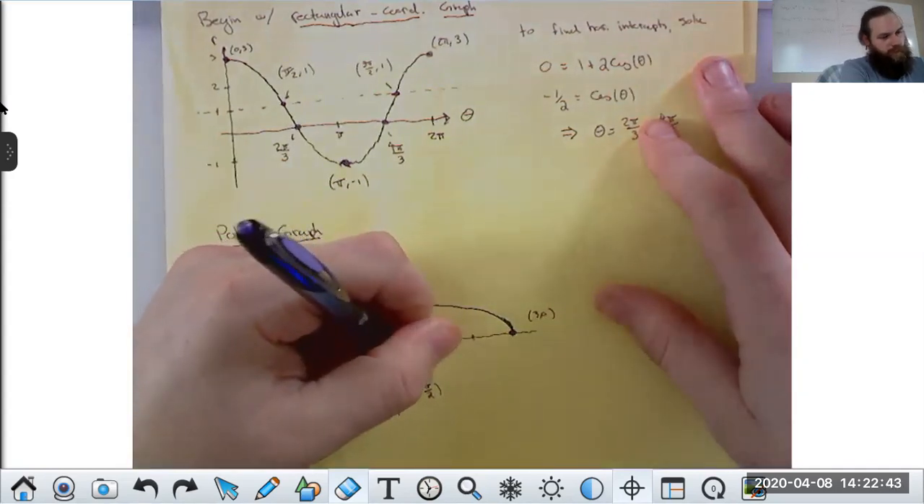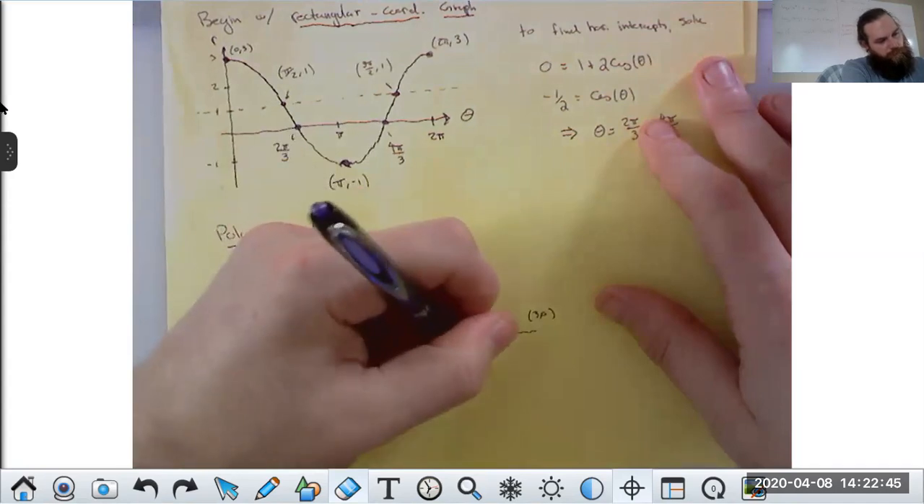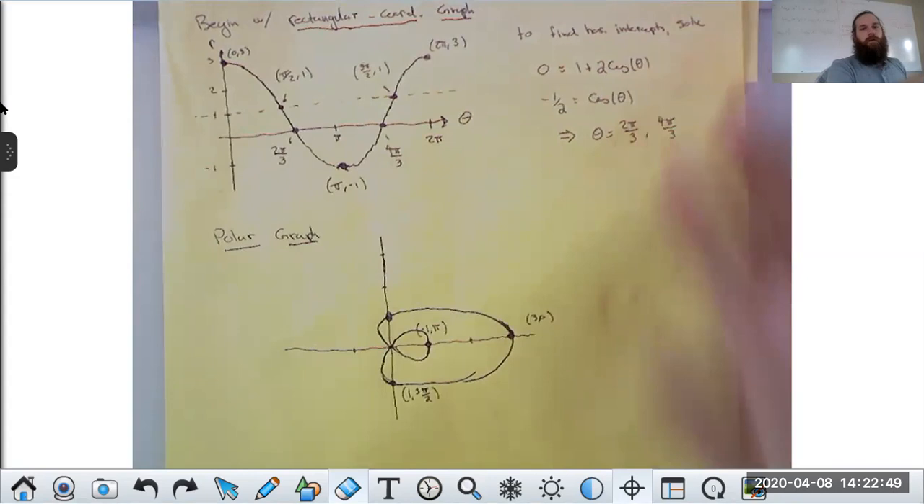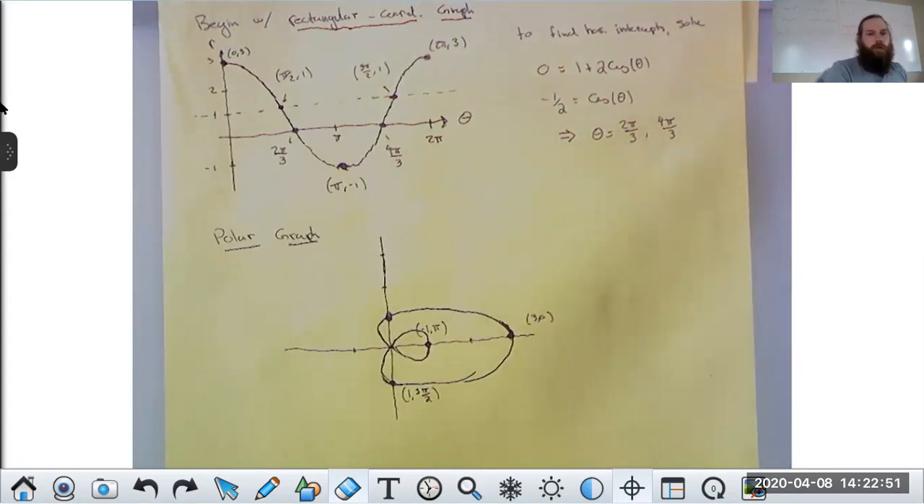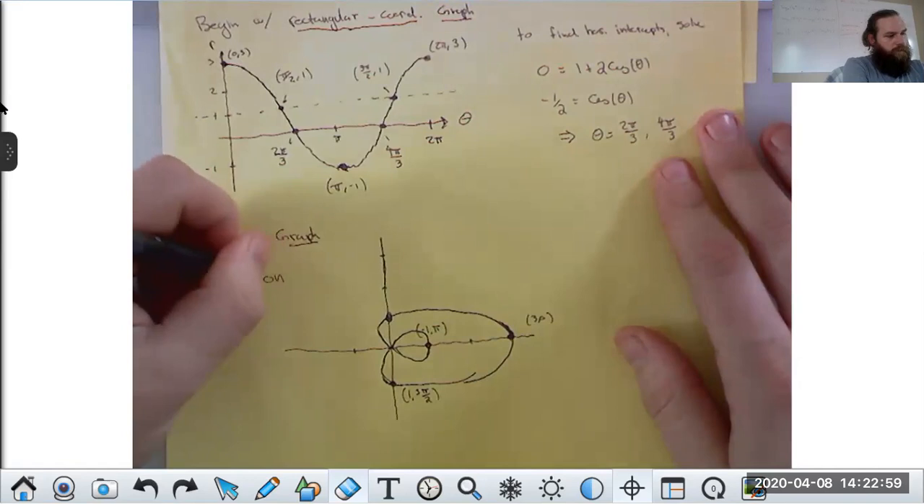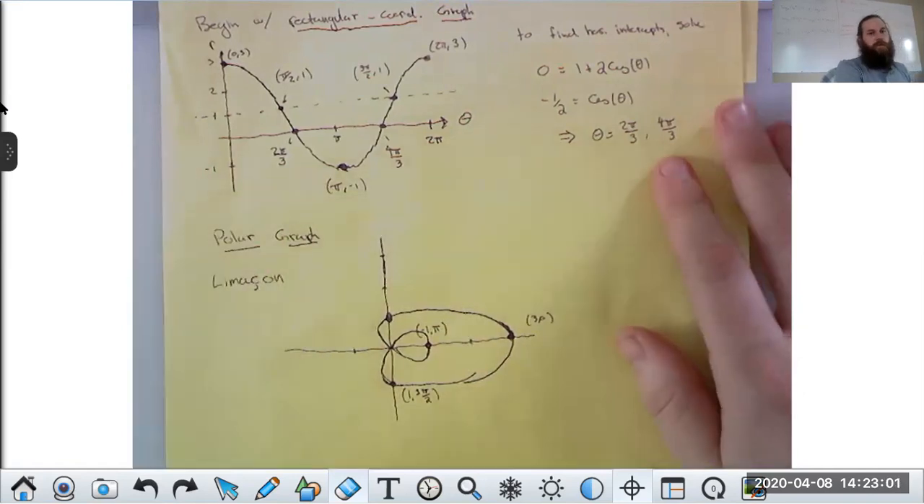It's called a limaçon, something like that. So it's like one of the cardioid graphs, but with a little loop on the inside. So this is called a limaçon, and there's a little on the C.